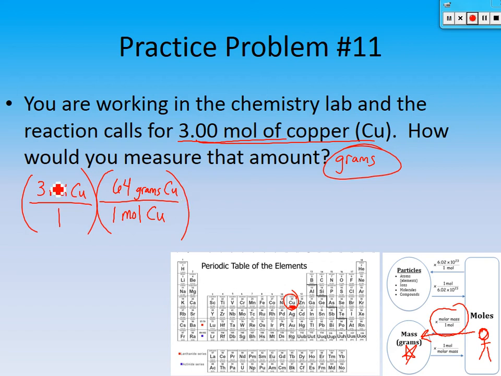Now let's cancel out our units. Moles of copper cancels out. So I'd like to see you cross those out. Moles of copper divided by moles of copper is 1. They cancel out. I'm left with grams of copper in terms of the units.